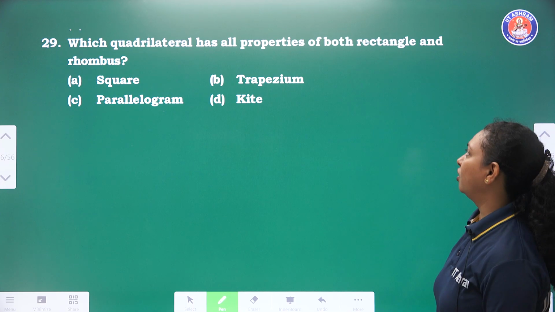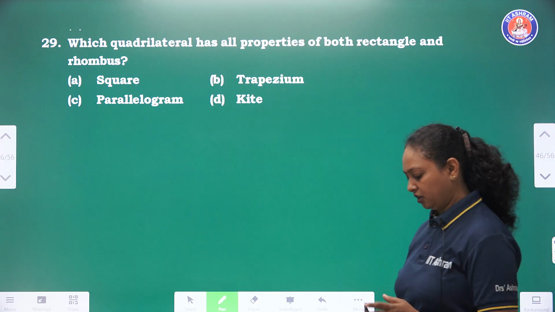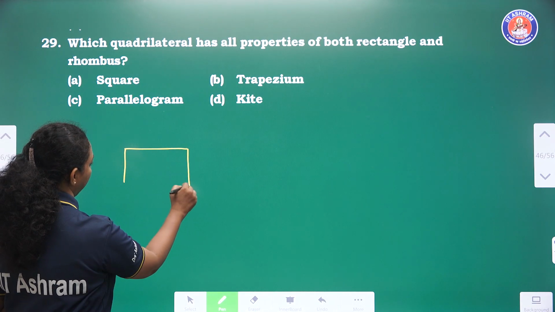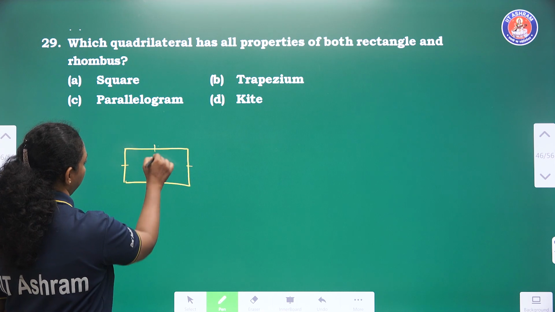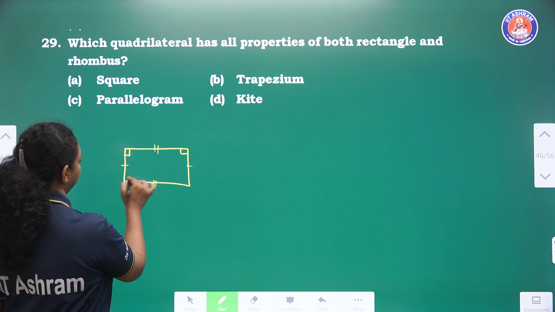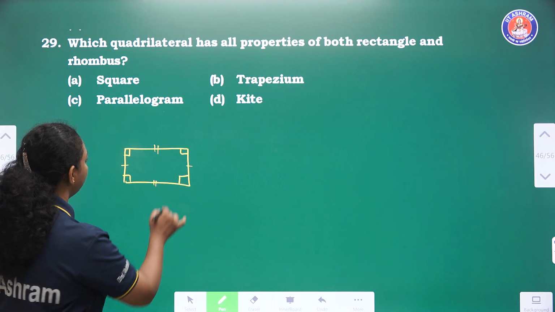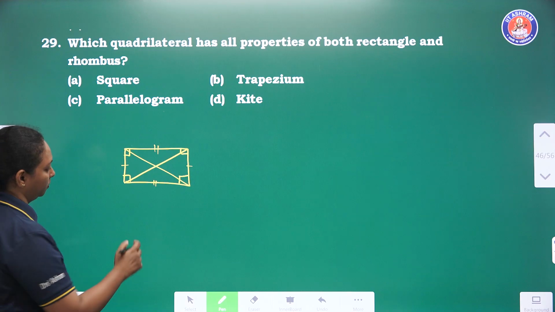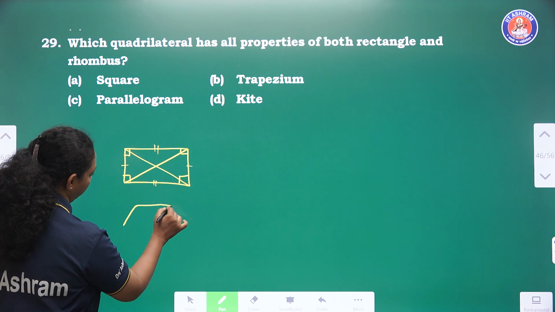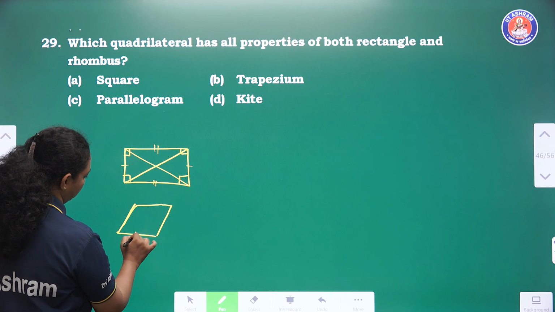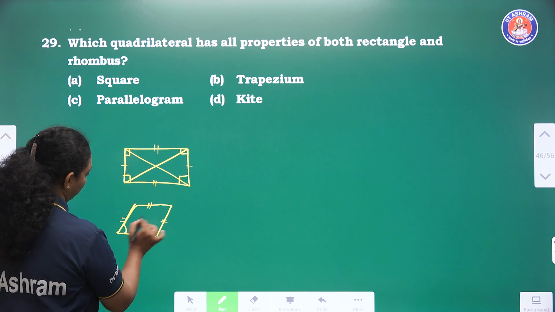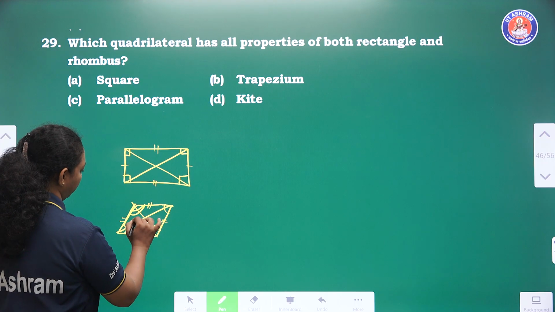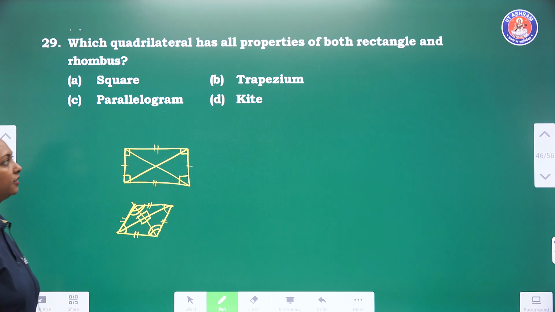Which quadrilateral has all the properties of both rectangle and rhombus? So can you tell me what the properties of a rectangle are? बहुत simple है. In a rectangle, opposite sides are equal, all angles are 90 degrees, right? And diagonals are equal too. And if we talk about the rhombus, in a rhombus, all sides are equal, opposite angles are equal. Diagonals are not equal, but they bisect each other at right angles.